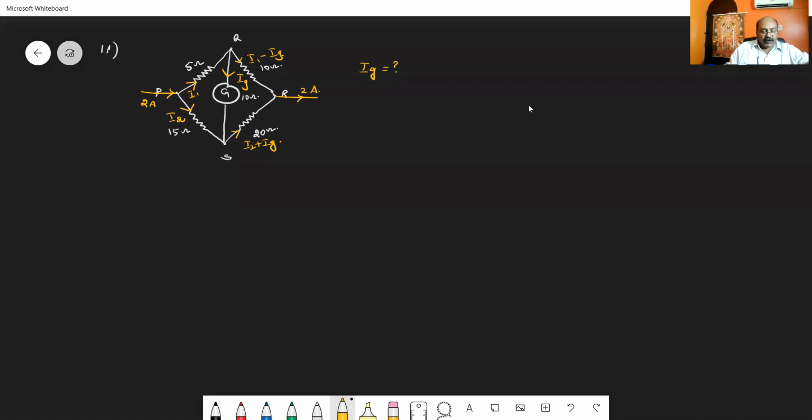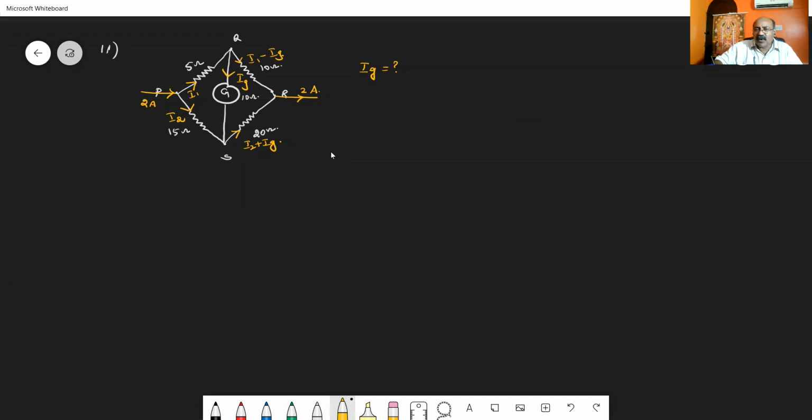Determine the current flowing through the galvanometer as shown in the figure. So a circuit diagram, a Wheatstone's network, is given, and they have asked you to calculate the current that is passing through the galvanometer. In order to calculate the current through the galvanometer, we have to calculate the value of Ig.